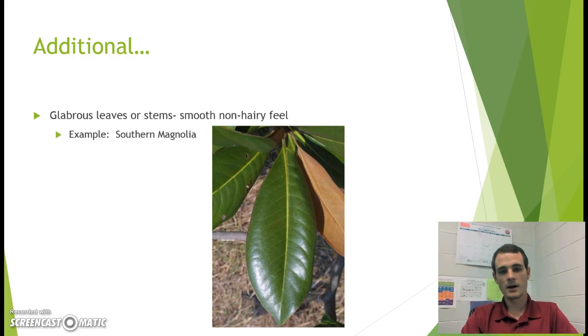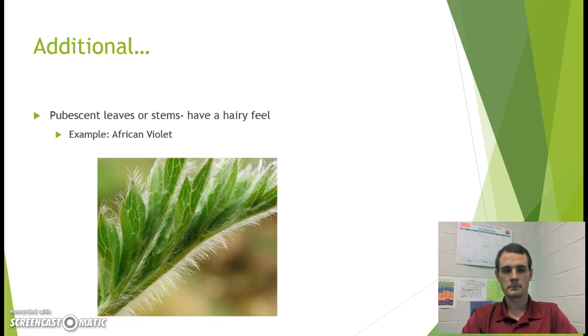Glabrous leaves and stems both are smooth and not hairy to feel. So an example is a southern magnolia, as you see in the image right here. It has a smooth leaf surface. Pubescent leaves, like when we talk about the azalea and even African violet, have a hairy feel. So they have pubescent leaves, which means the leaves are either fuzzy or hairy to the touch.